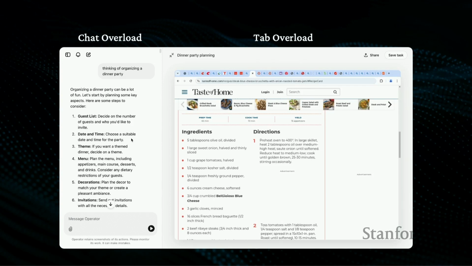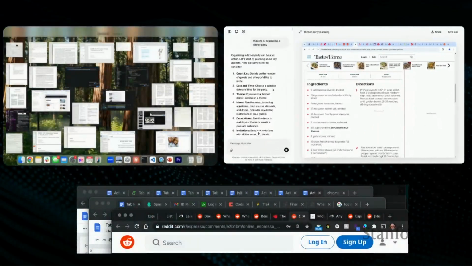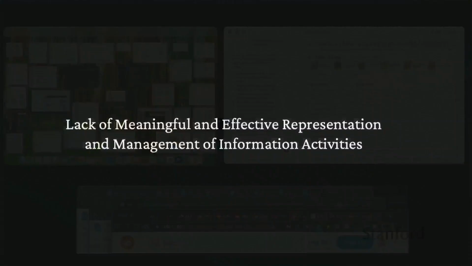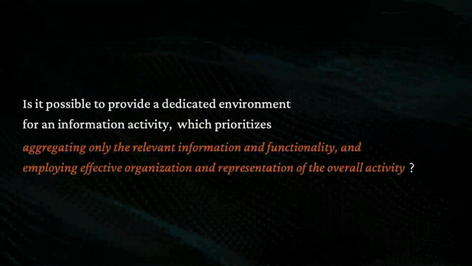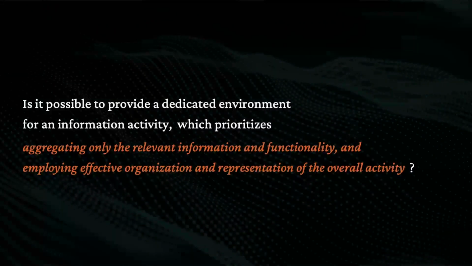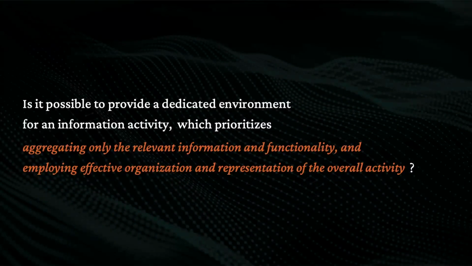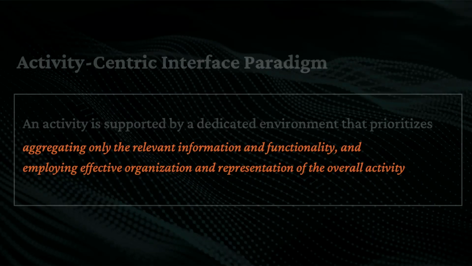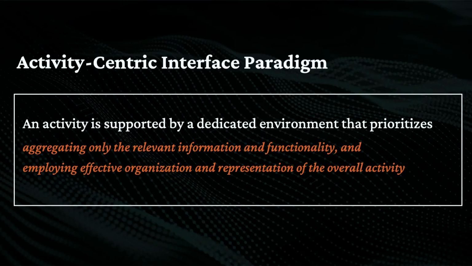And this interface is kind of the same as before, right? It doesn't have much meaningful information organization, which makes it really hard for me to overview, manage, or iterate on this activity. So wouldn't it be great if I had an environment that aggregates only the relevant information and functionality, but also provides really effective organization and representation of the overall activity? This is what the HCI community has been calling the activity-centered interface paradigm, or activity-centered computing.